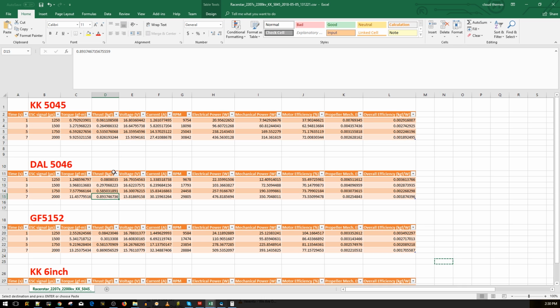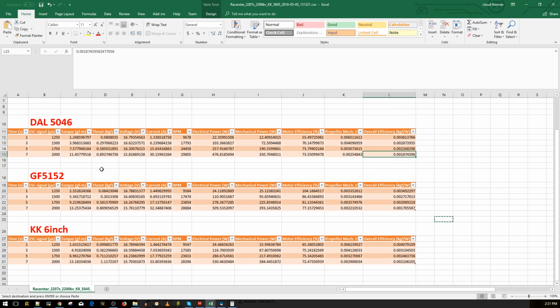Around 60 grams more thrust. And let's just check the amperage here. The amperage was 30 amps. It pulled 3 more amps than the King Kong prop here. And the RPM we were reaching, we got less RPM here, at 29,805 RPM. Electrical power efficiency, 73% motor efficiency, and the overall efficiency. All right, so that's good.